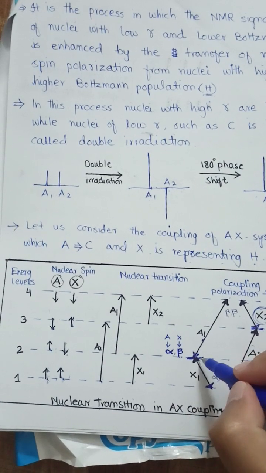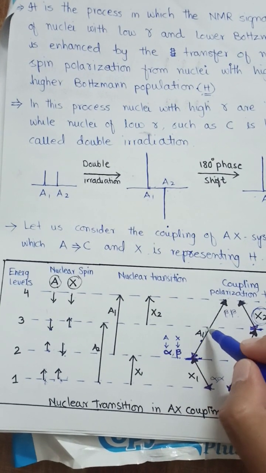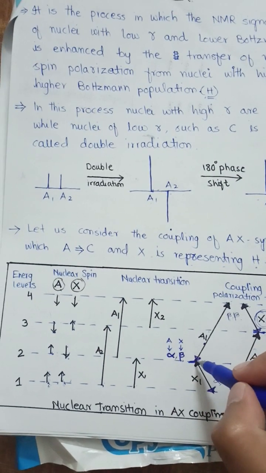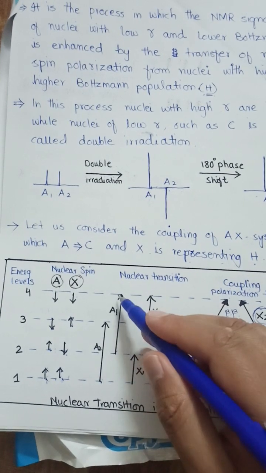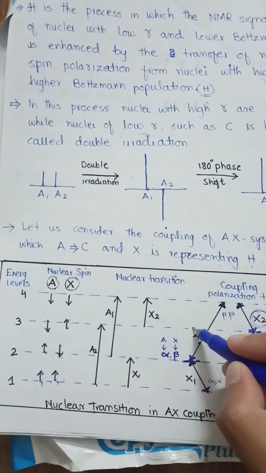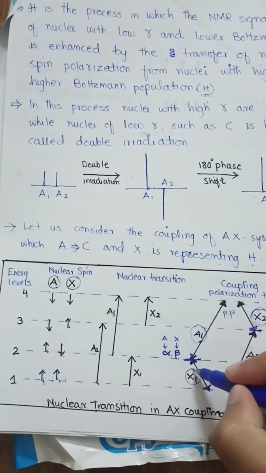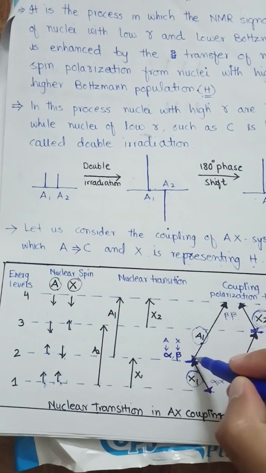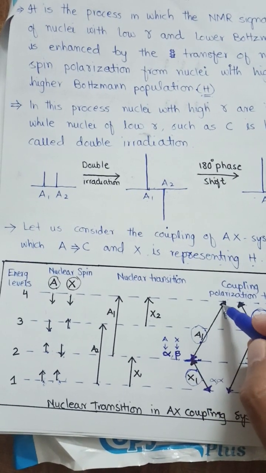The nuclei at this stage will be more, so it will cause the excitation of this carbon A1 from 2 to 4. So this will transfer from 2 to 4. So in this case the excitation of the carbon or A1 is enhanced by the excitation of this one. If this X1 excites, it causes excitation of the A1 and it will jump from 2 to 4.